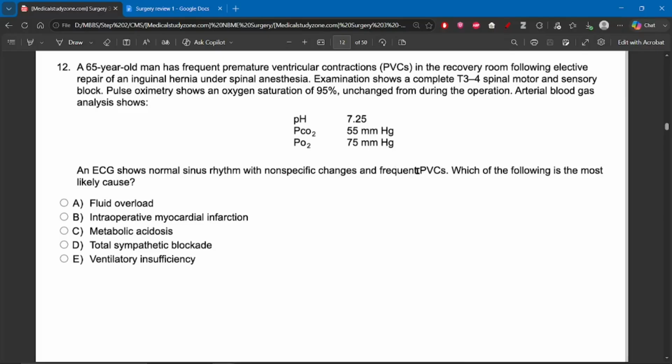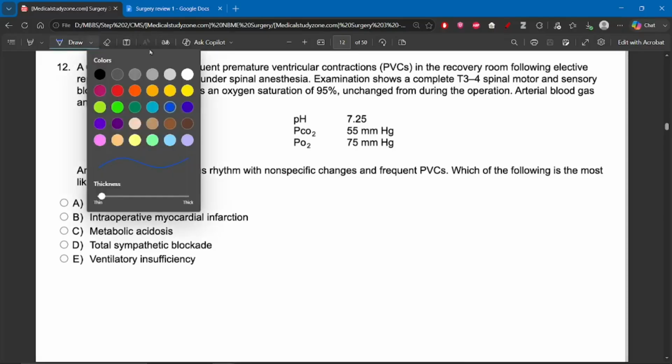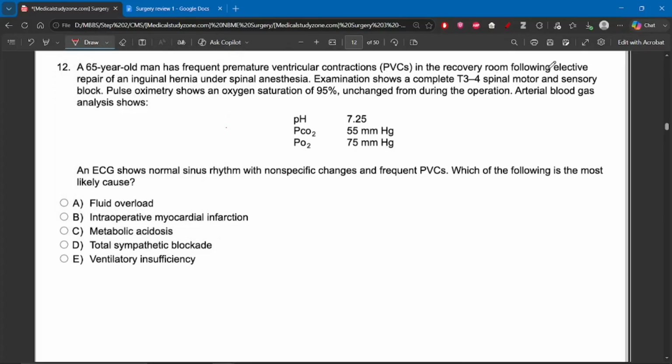PVCs is premature ventricular contractions. A 65-year-old man has frequent premature ventricular contractions in the recovery room following elective repair of an inguinal hernia. Let's mark our important points as we go along. He is in the recovery room following elective repair of an inguinal hernia under spinal anesthesia. Examination shows a complete T3 spinal motor and sensory block. Pulse oximetry shows an oxygen saturation of 95%, unchanged from during the operation.